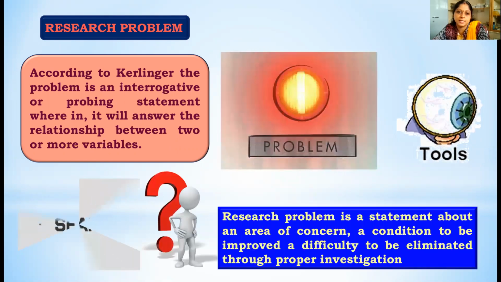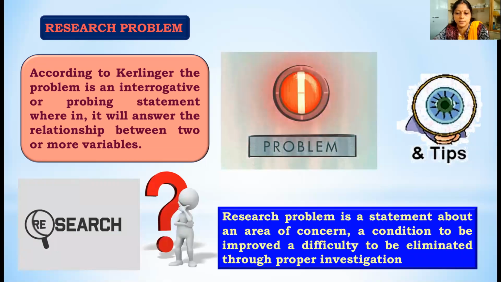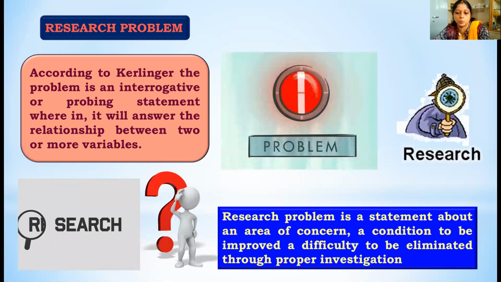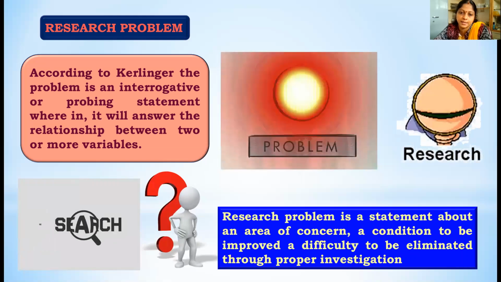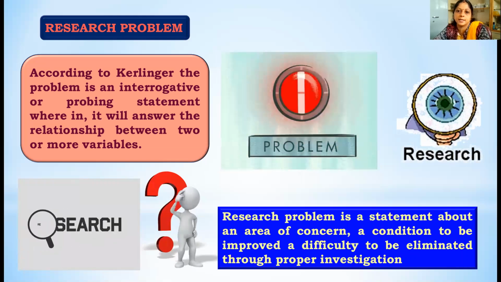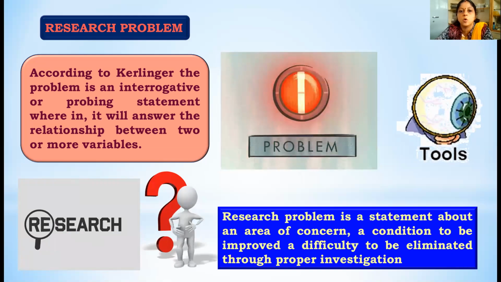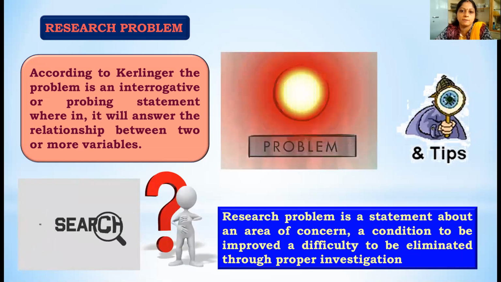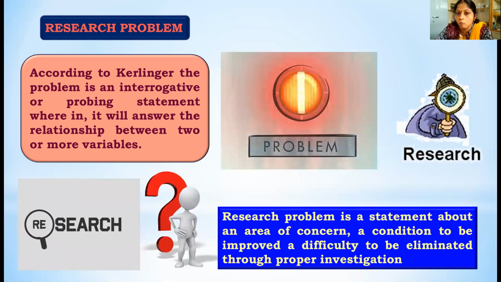In other words, a research problem could be defined as a statement about an area of concern, a condition to be improved, or a difficulty to be eliminated through proper investigation. As the name itself indicates, it is a problem, and we are conducting an investigation to find the solution for that particular problem. That means there is a problem, and based on our research we come out with a solution such that we can overcome it. That is the research problem.